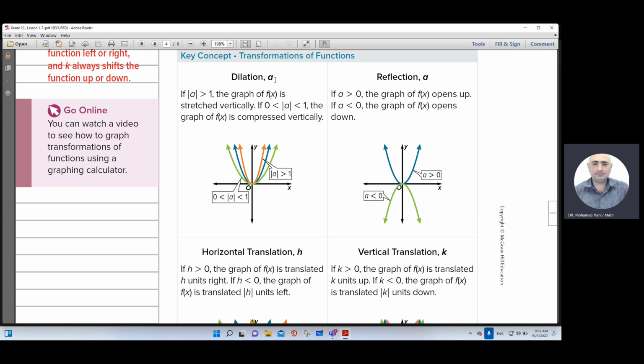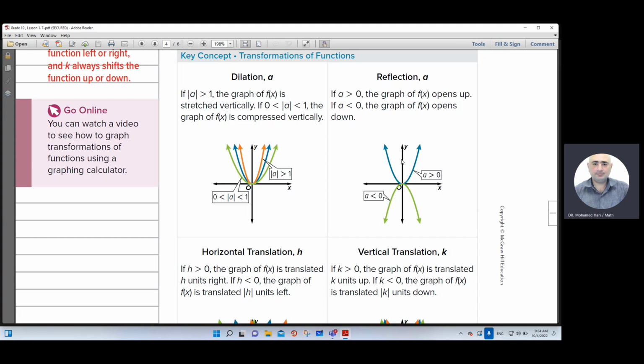This is about the dilation, A, and the reflection, A. If the value of A is greater than 0, the graph of f(x) opens up. And if A is less than 0, the graph opens down. As you see, this is the original. This is up if we have A greater than 0, and this is down if A is less than 0.